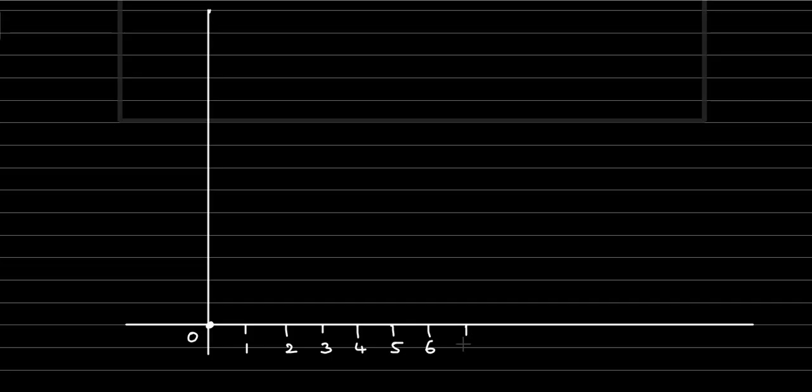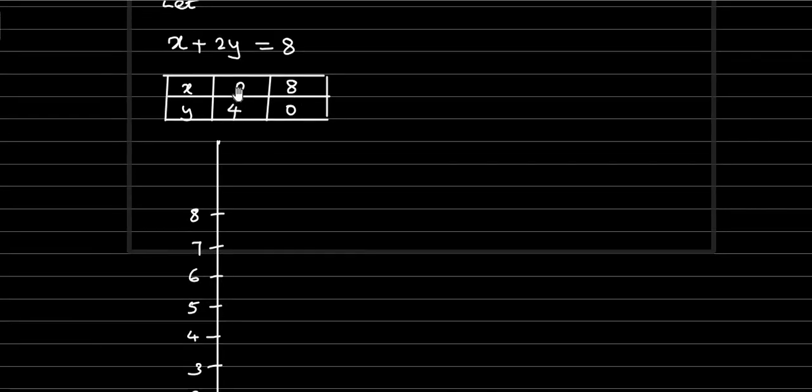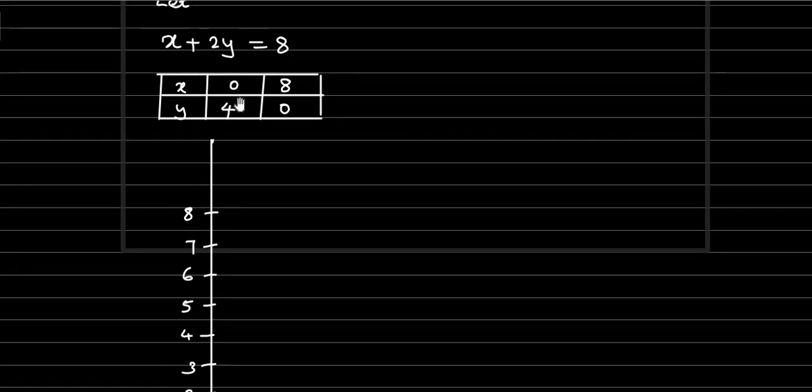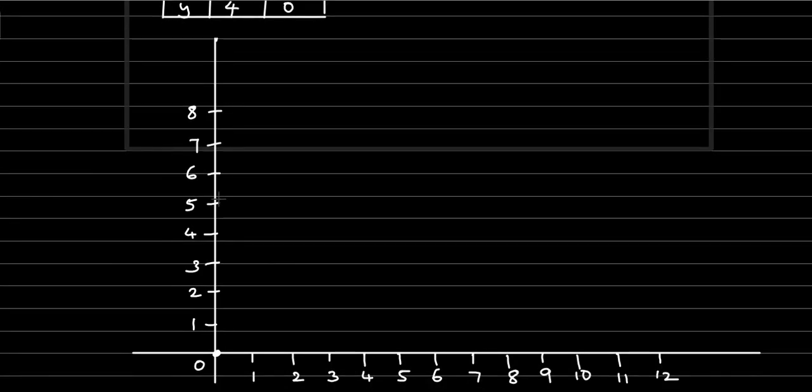Let's plot it on the x-axis. Uniform space should be given. If you're drawing on proper graph paper, no need to worry. Same uniform space: 1, 2, 3, 4, 5, 6, 7, 8. So it's enough, I guess. So what is the point? We have 0, 4. If x is 0, y value is 4. Here we have the point 0, 4.